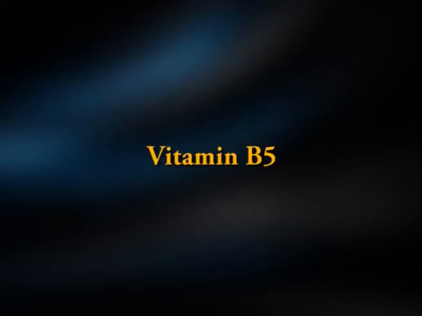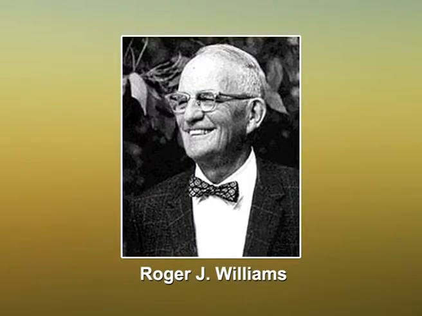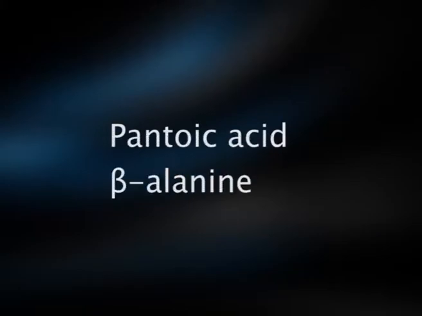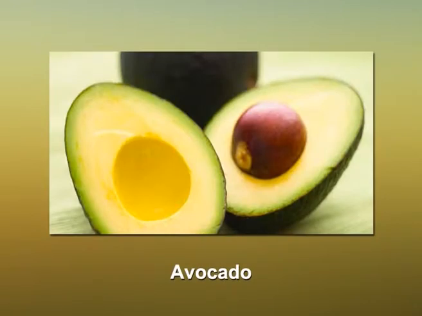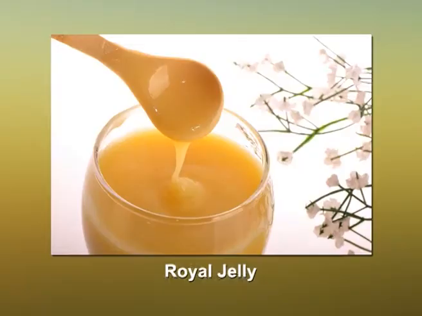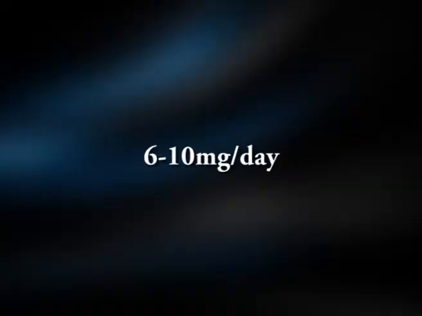Vitamin B5. Vitamin B5, also known as pantothenic acid or pantothenate, is a water-soluble vitamin discovered by Roger J. Williams in 1919. It is the amide between pantoic acid and beta-alanine. This vitamin is present in highest concentration in whole grain cereals, legumes, avocado, eggs, royal jelly, molasses, and yogurt. The recommended daily requirement of pantothenic acid is 6 to 10 milligrams per day.